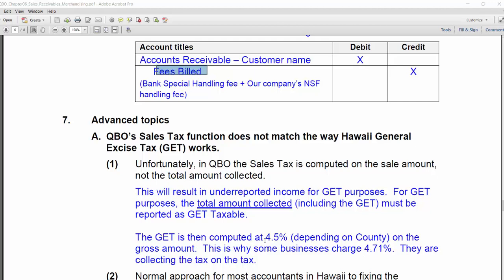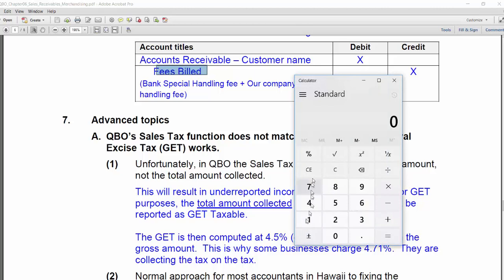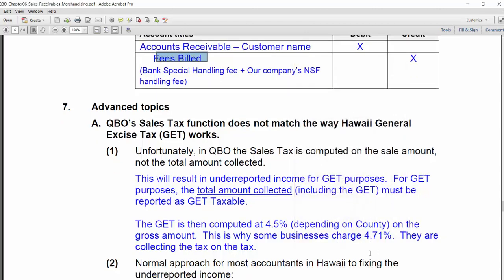So for example, an invoice of $100 times 4.5% would give you $4.50. Add that to the $100 and you get $104.50 collected from the customer. But wait, you have to compute the tax on the $104.50, not the 100. So your tax will actually be $4.70. But wait, if you collect that, then you have to compute the tax on that. So you see the way it goes. It eventually sort of tops out at about 4.71%.